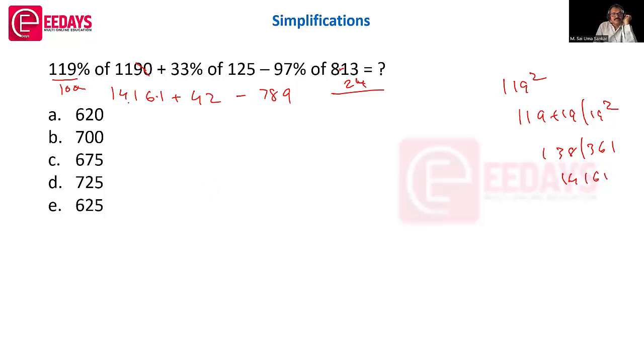This is equal to 1416 plus 42, 1458, 789. Okay, so what happened? This is equal to 9. And what about this one? This is equal to 6. And what about this one? This is 669. So what is the nearest value? 675, which is the required answer.